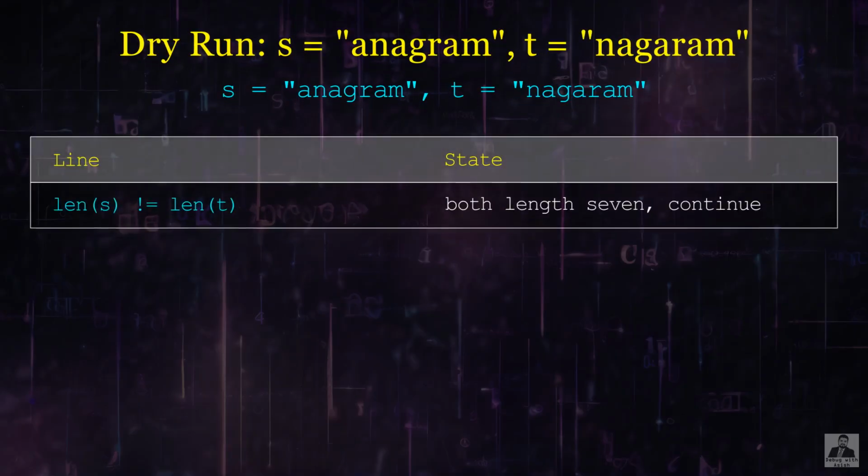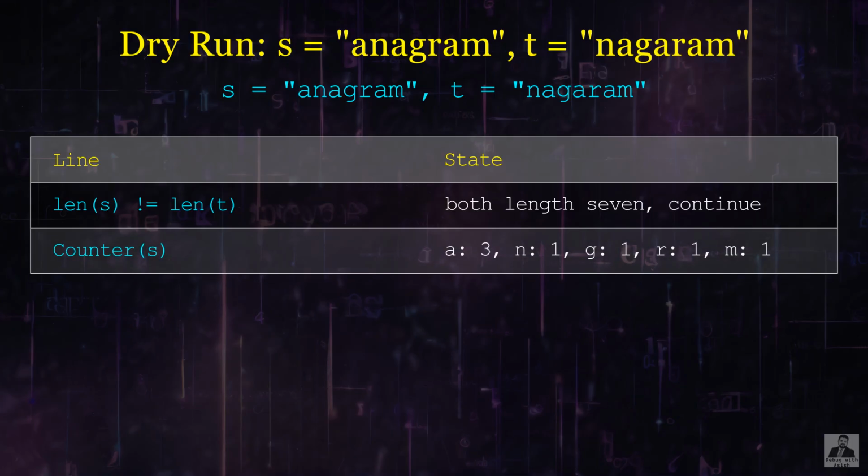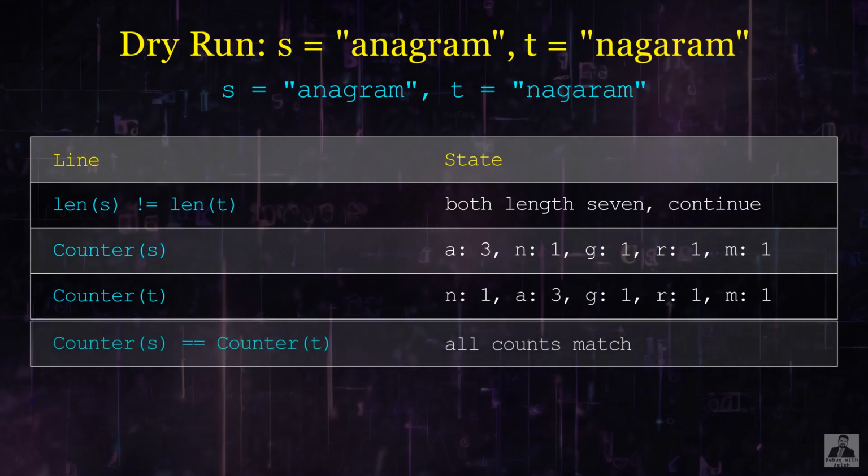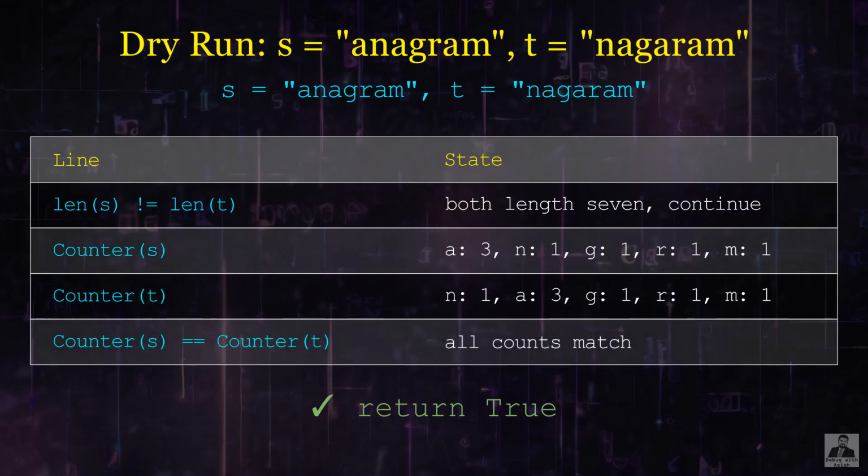Let's check it with anagram and nagram. Both strings are 7 letters long, so we continue. Counting S gives us 3 A's and 1 each of N, G, R, and M. Counting T gives us the exact same breakdown, just built from a different order of letters. Since every count matches, we return true.